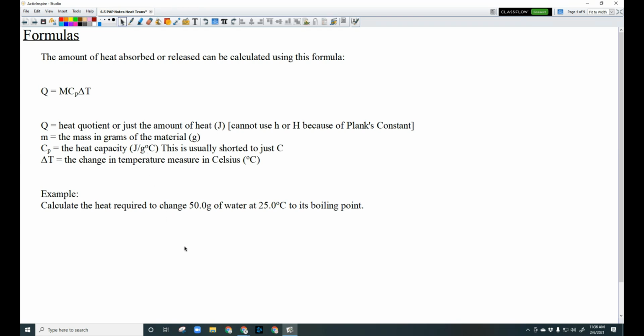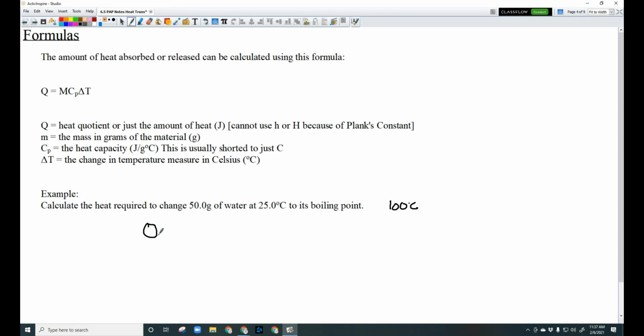Okay, so an example problem that you might see is: calculate the heat that's required to change 50 grams of water from 25 degrees Celsius to its boiling point. Well, the boiling point of water is 100 degrees Celsius. So we're going to change this from 25 degrees Celsius to 100 degrees Celsius, and it's 50 grams of the water.